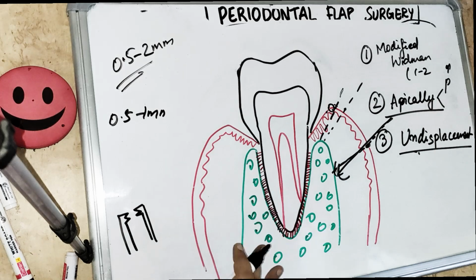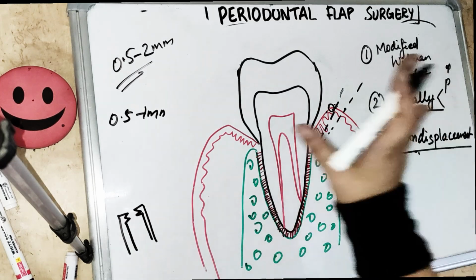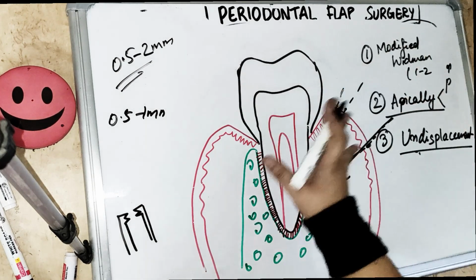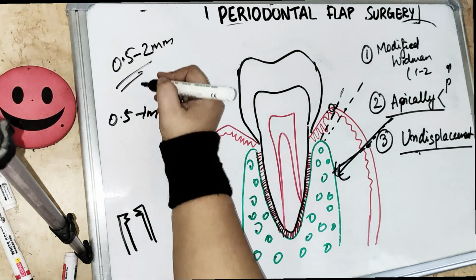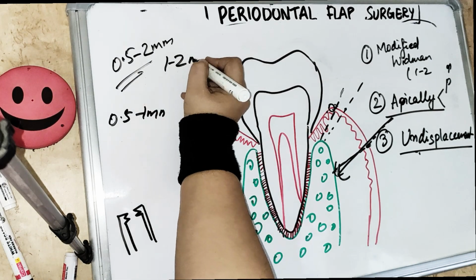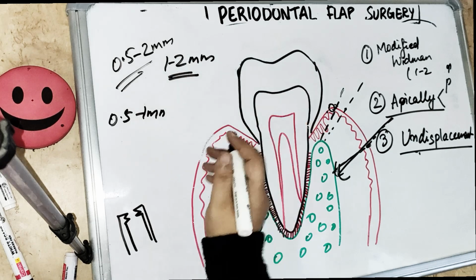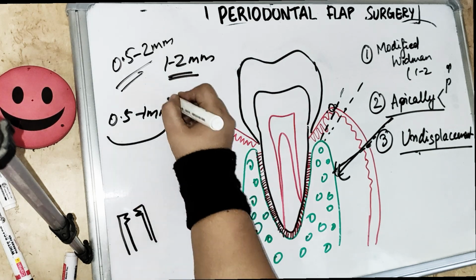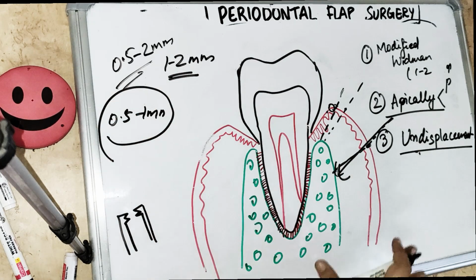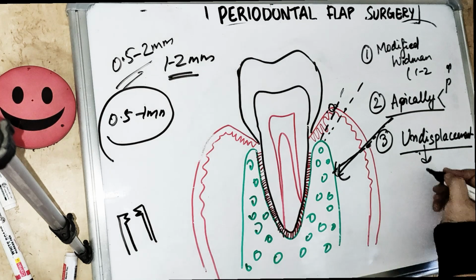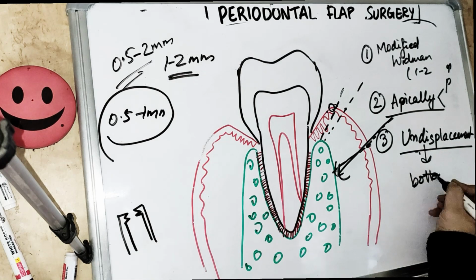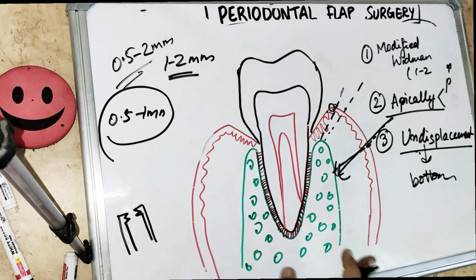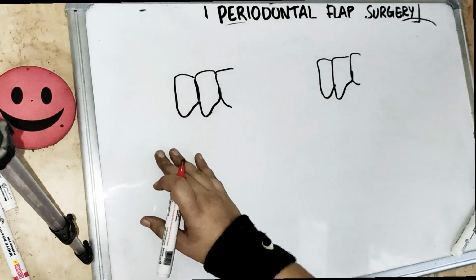So for all of these three flap procedures, the first incision or the internal bevel incision varies. For modified Widman flap, it is 1 to 2 millimeters away from the tooth, for apically displaced flap it is 0.5 to 1 millimeter away, and for undisplaced flap we take it from the bottom of the pocket. So like that we have the first incision, or the internal bevel incision. That was the horizontal incision.